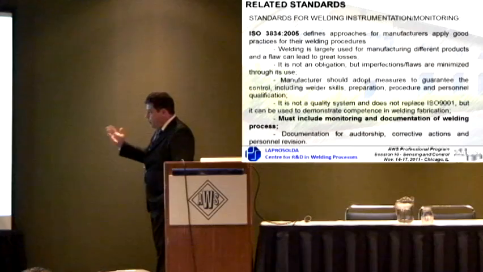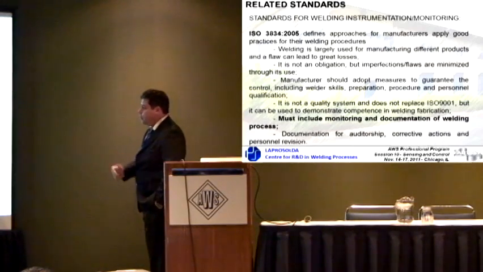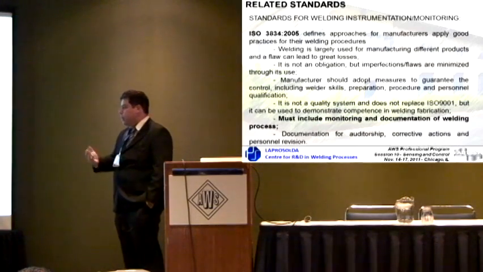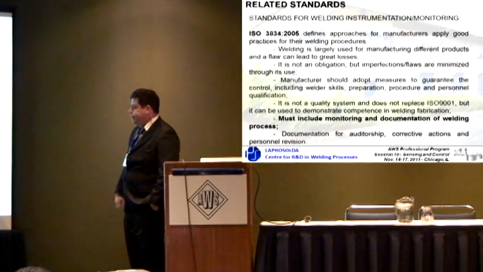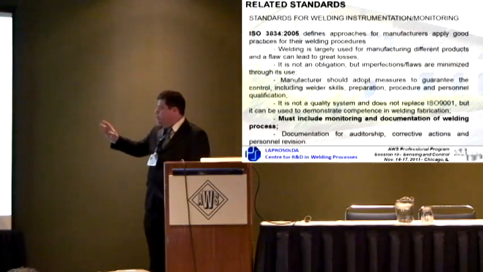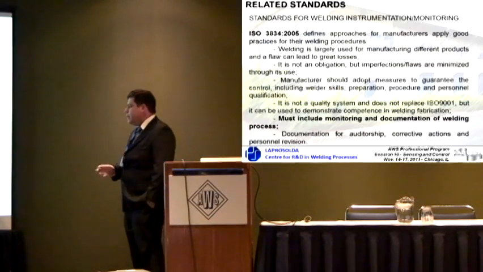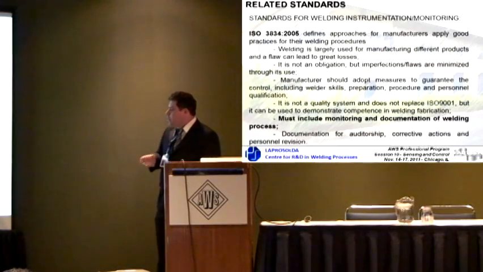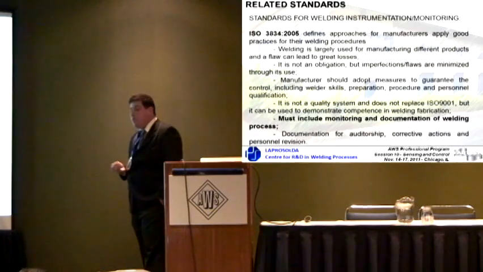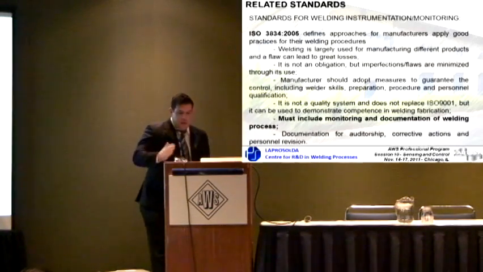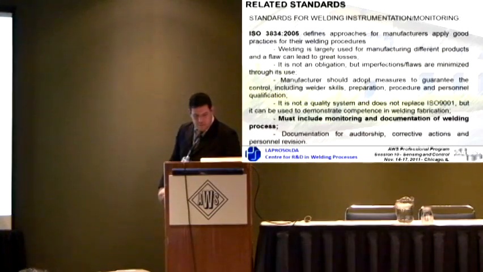It's true for ISO standards, and also for ASME IX, that we have to measure the welding energy. ISO 3834, basically the quality standard for welding, says, as highlighted at the bottom of the slide, that we must include monitoring and documentation of the welding process. That's why we need to keep track of the whole chain of production.